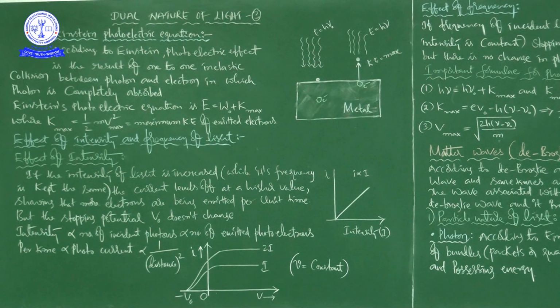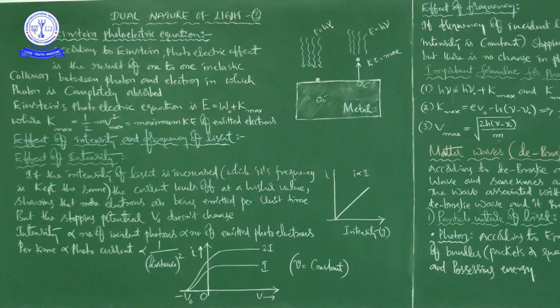In continuation to the last class, this is the third class from the chapter Dual Nature of Light. So in our previous classes, we discussed what is work function, what is photoelectric effect, and then what is threshold frequency and what is threshold wavelength. So I request you, from the starting of this chapter, our concentration is basically on photoelectric effect.